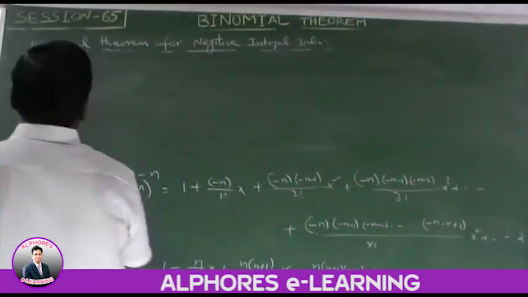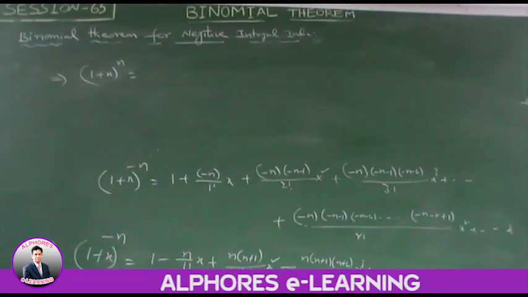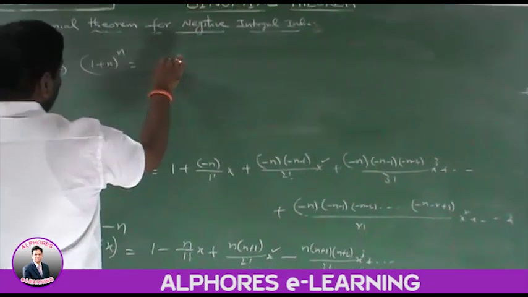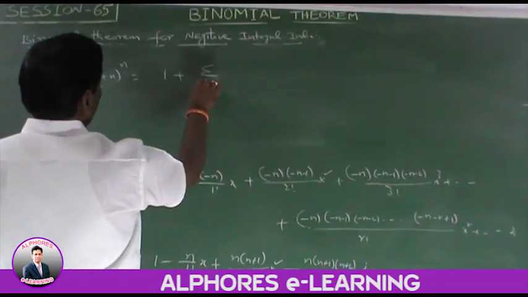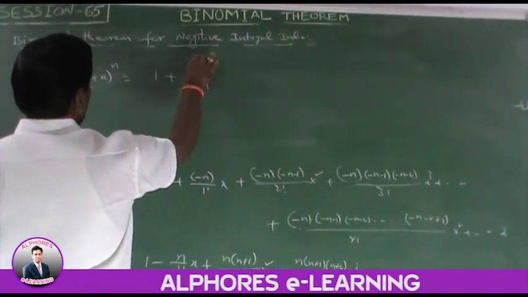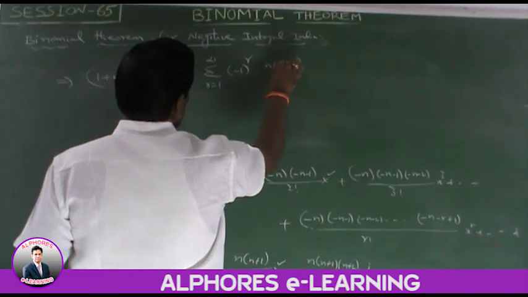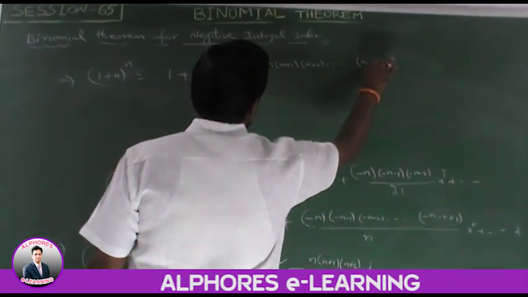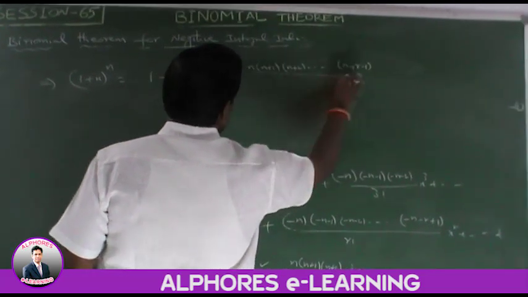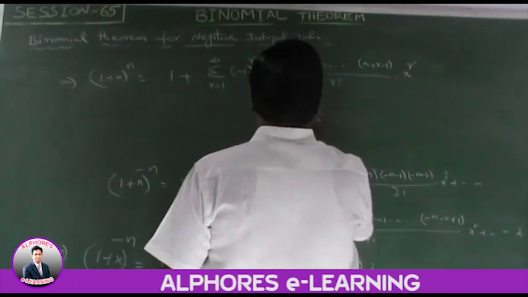That implies (1 + x)^(−n) = 1 + sigma, r = 1 to infinity, of (−1)^r n(n + 1)(n + 2)...(n + r − 1)/r! x^r.